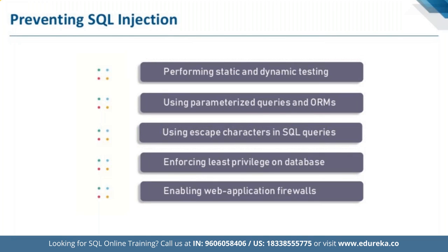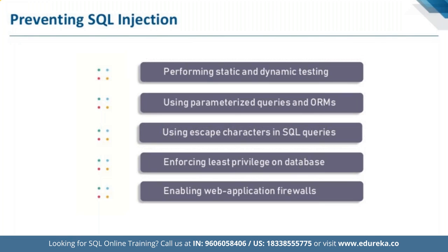So how can you prevent SQL injection now? SQL injection can be prevented by performing static and dynamic testing. You can also use parameterized queries and ORMs. ORMs are basically object relational mappers. People who use MVC, that is model view controller frameworks, for developing their applications, generally get ORMs embedded in them. For example, those working in JavaScript and Node, if you use any MVC framework like Sails or Express, you will get a built-in Waterline ORM.